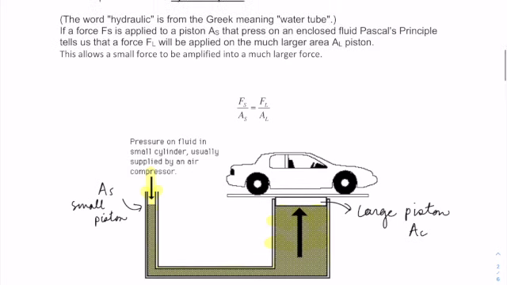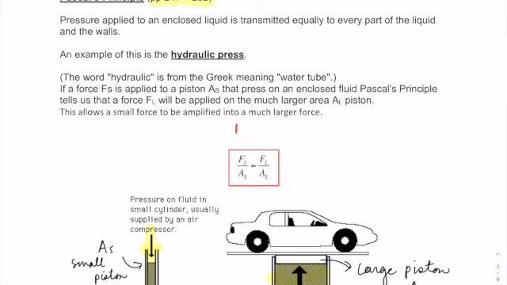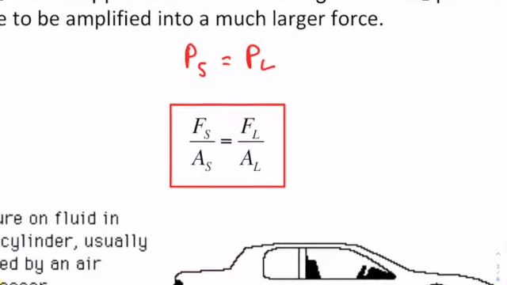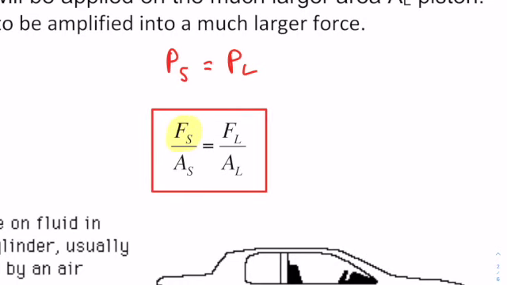And Pascal was a physicist who summarized these findings in a beautiful equation, which basically states that the pressure at the small piston is going to equal the pressure at the large piston. And if you know the equation for pressure, we have the force on the small piston divided by the area of the small piston is equal to the force on the large piston divided by the area of the large piston. And we can use this to find some amazing information.